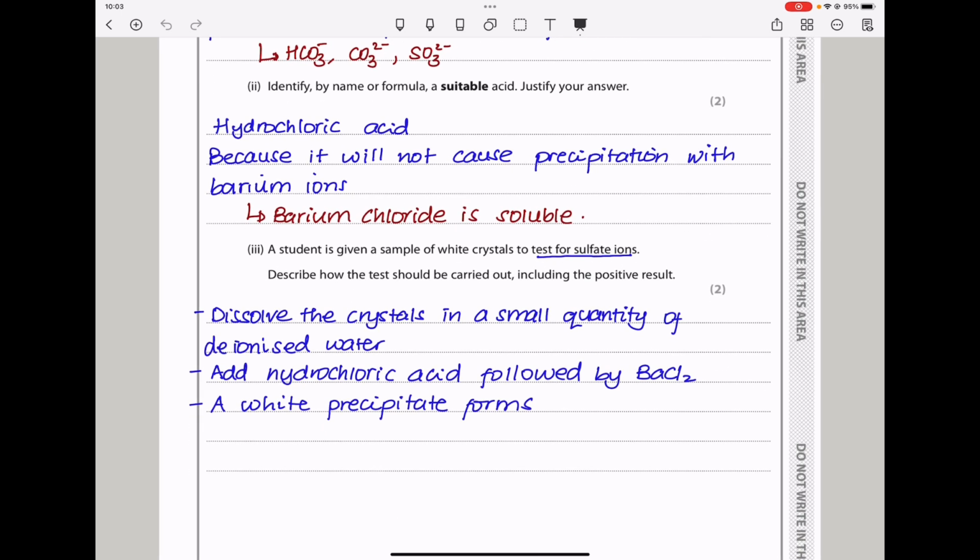The next part says, a student is given a sample of white crystals to test for sulfate ions. Describe how the test should be carried out. Include a positive result. So since these are crystals, we need to dissolve them in water. So dissolve the crystals in a small quantity of deionized water, and then you add hydrochloric acid followed by barium chloride. And if you observe a white precipitate, then that is a confirmation that sulfate ions are present.